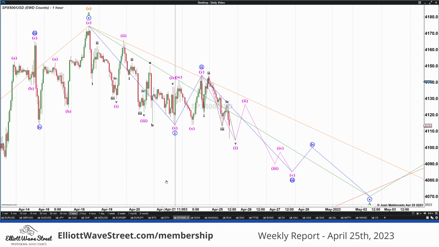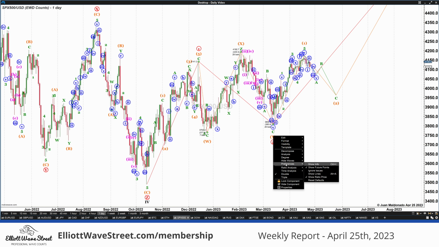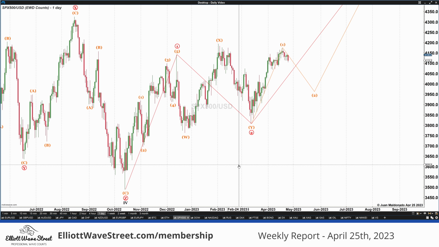This is the S&P. On the S&P, let's have a look at the daily chart. Let's have a look at the big picture, and I'm going to hide some of the waves so you can see easily what's going on.